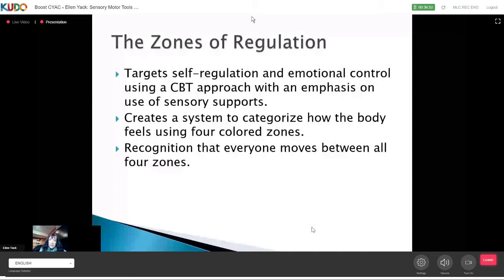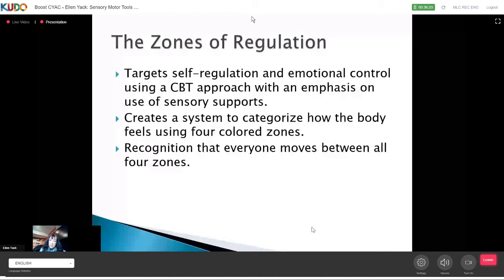And there are some other provinces and cities in other provinces, but I don't have their names right now, where they're introducing the zones of regulation in the kindergarten system. Some boards introduce it, and some teachers introduce it better than others, but it is being introduced. The zones target self-regulation and emotional control using a CBT approach with the emphasis on sensory supports.